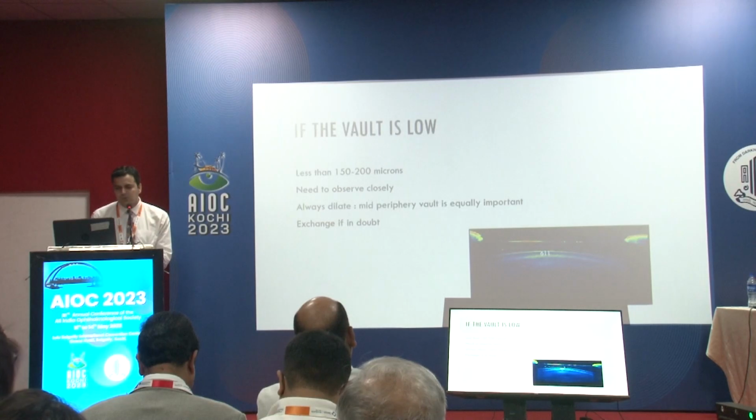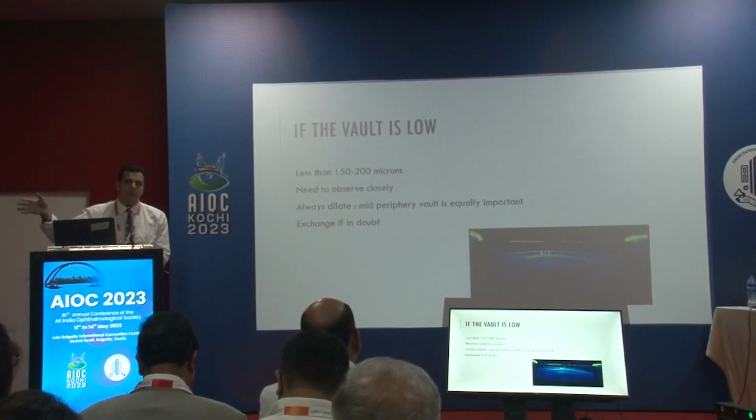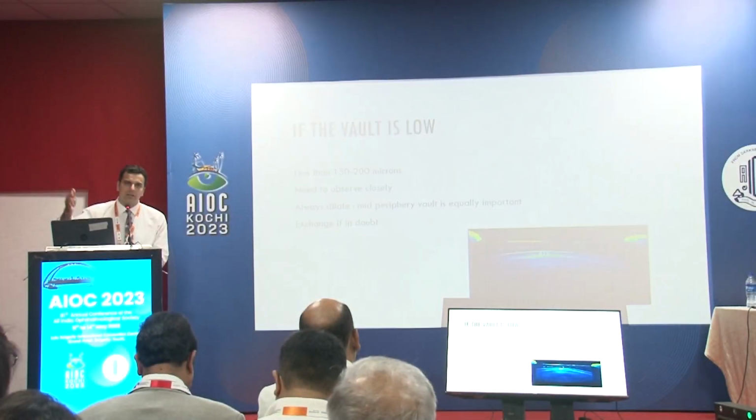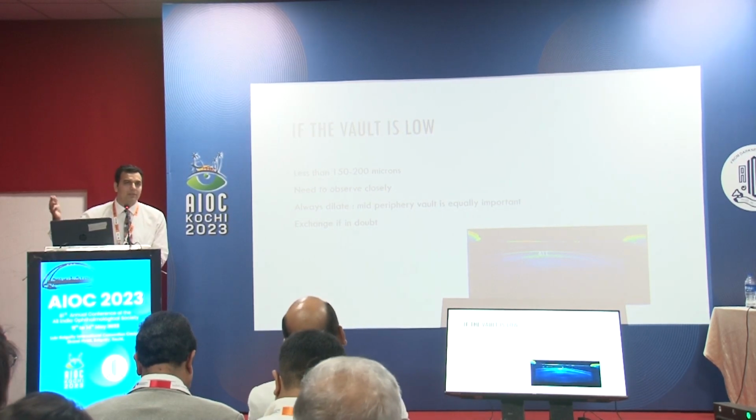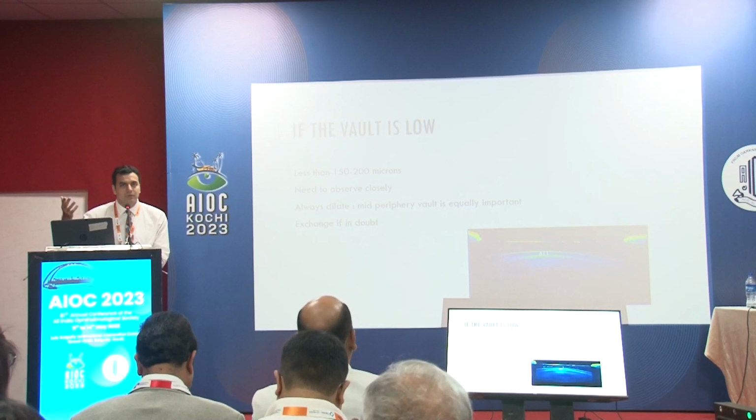If the vault is too low, less than 100 microns, perhaps a straightforward case, you have to explant and exchange it. It's around 150, 200 or a little more. Observe very closely because the central vault is different than the mid peripheral vault. The central vault may be around 100, 200. The mid periphery may be a little lesser, particularly in high myopes and those with a lot of toricity in them.